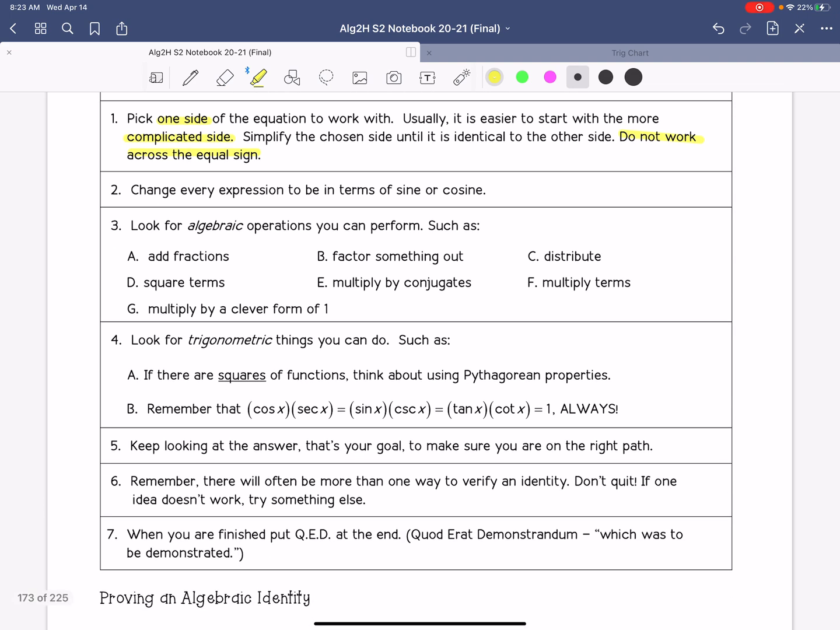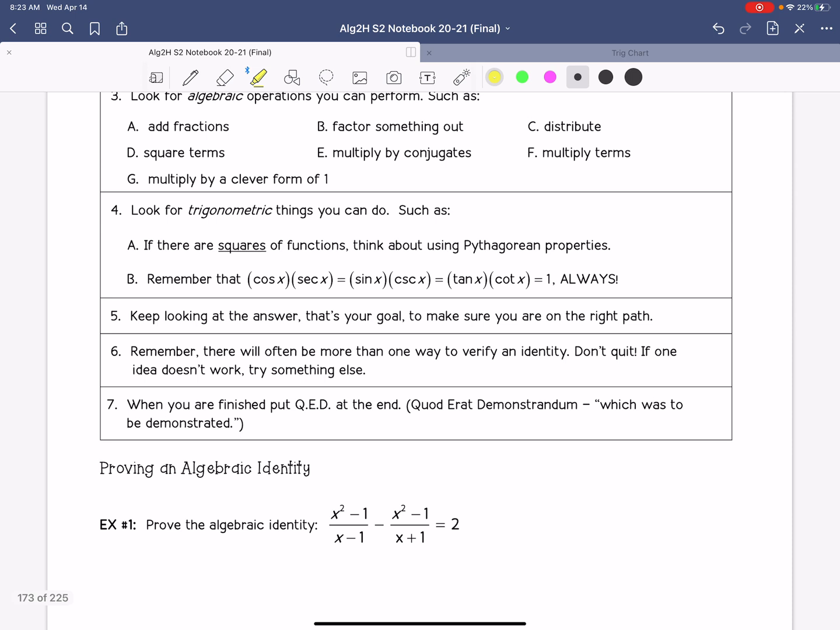A good tip is to change every expression into terms of sine or cosine. Look for algebraic operations that you can perform, such as adding fractions, factoring something out, distributing, squaring terms, multiplying by conjugates, multiplying by terms, or multiplying by a clever form of 1. All of these algebraic options can help us manipulate one side of the equation.